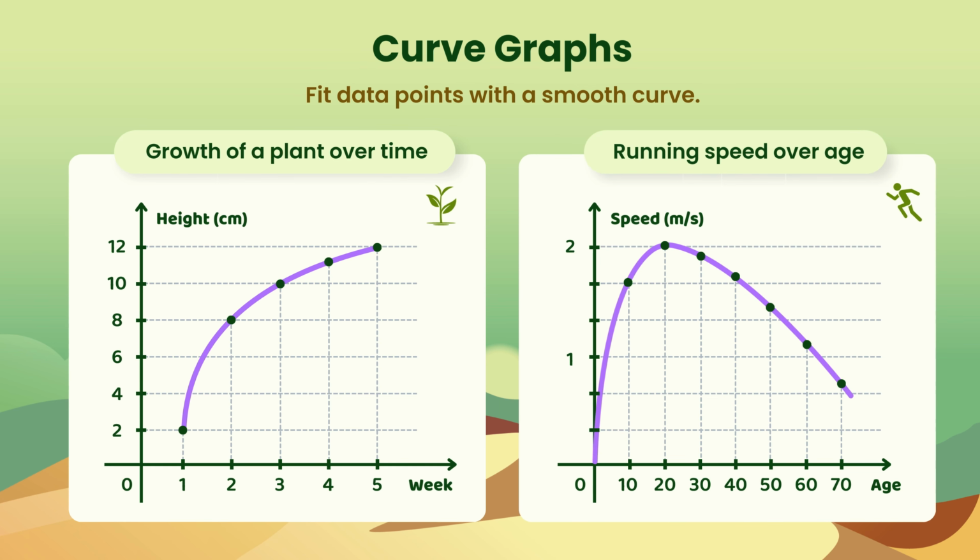Another example is running speed over age. It shows that, as a child grows, their running speed increases, reaches a peak, and then decreases as they age further.